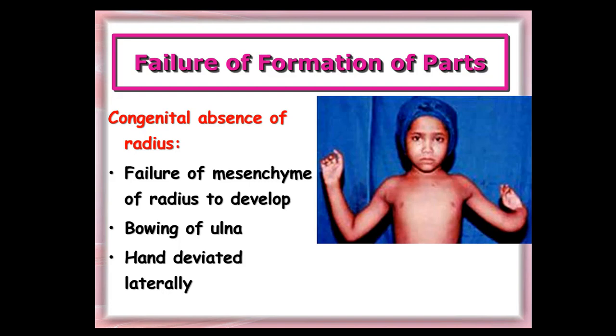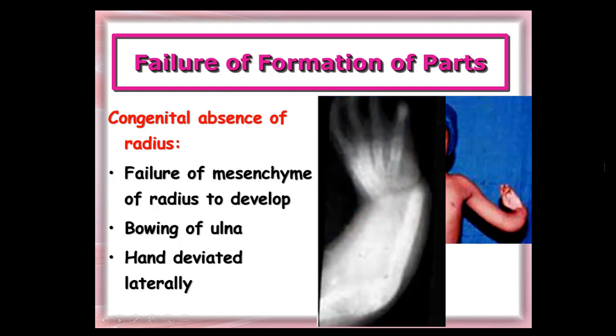As in this picture, if you see this side, the arm and the forearm develop normally, and the hand also. But here the arm develops normally, but in the forearm there is absence of the radius and bowing of the ulna and hand deviation. In its X-ray, you can see that this is the ulna, it is curved like this, bowing, and there is no radius here.